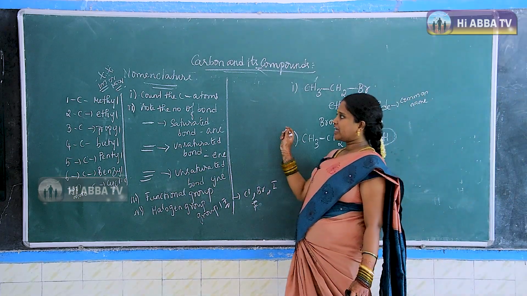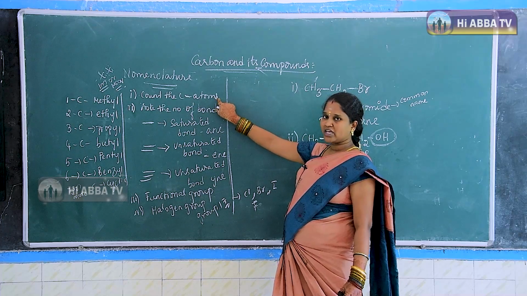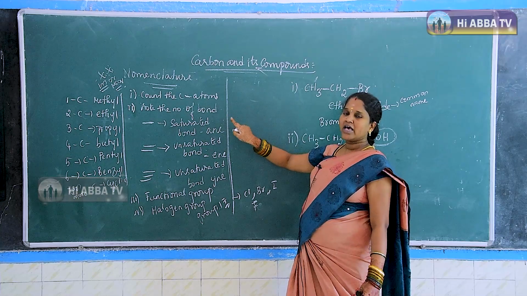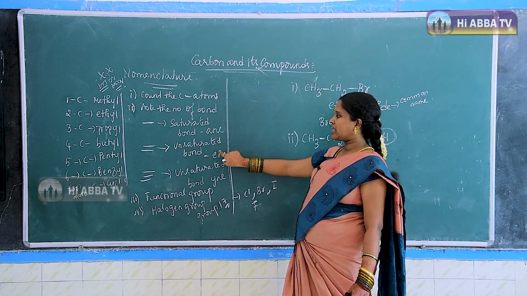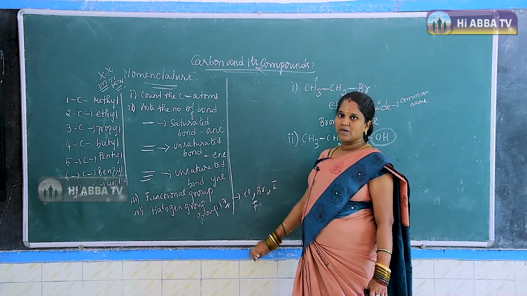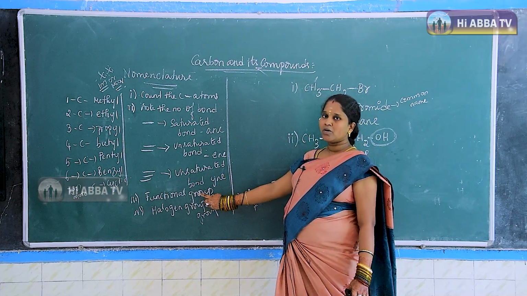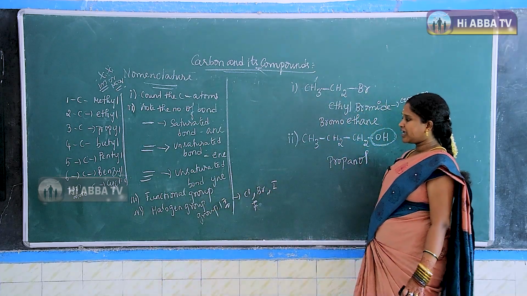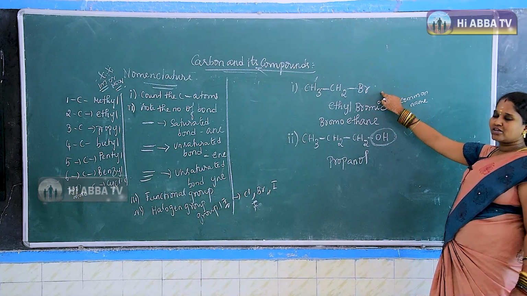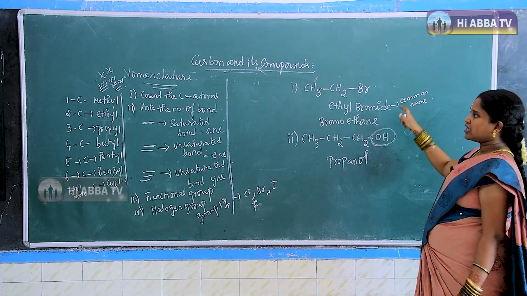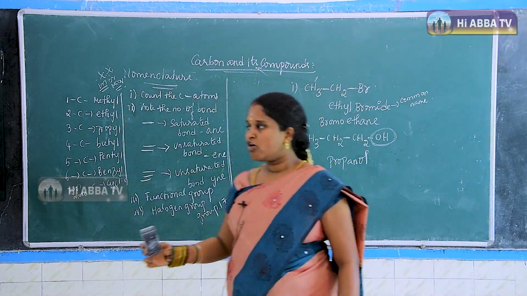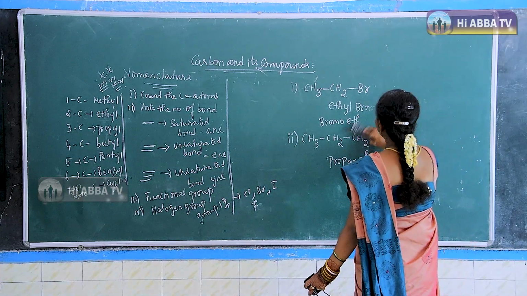So nomenclature, again I will tell, you have to first check how many carbon atoms. Next you have to check whether it is a single bond, double bond, or triple bond. If it is a single bond, it ends with ANE, double bond it ends with ENE, and triple bond it ends with YNE. Next we have to go with the functional group, whether it is alcohol, aldehyde, ketone or carboxylic acid. If there is no functional group, we have to check whether a halogen compound is present or not. This is how we have to name the compound.